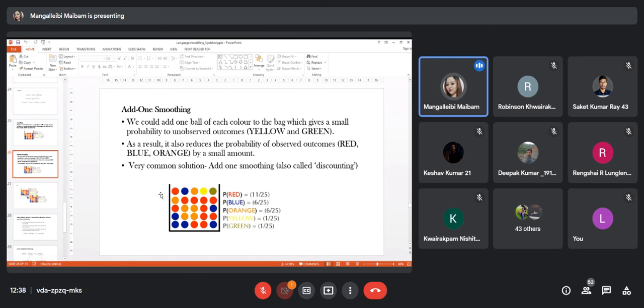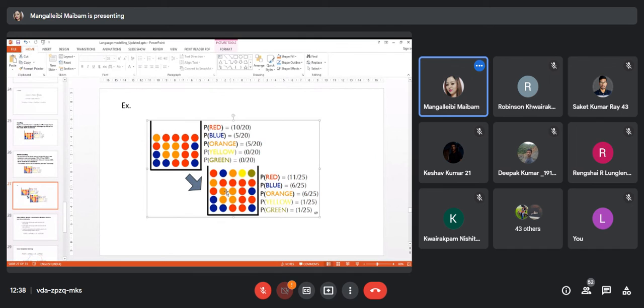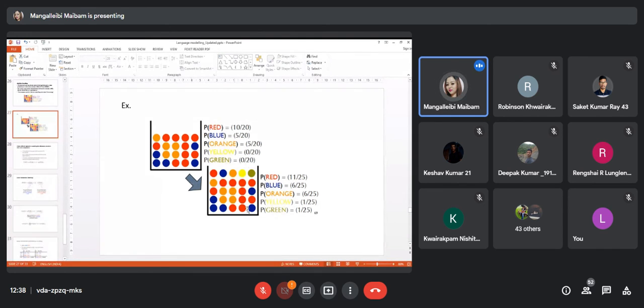So that is add-1 smoothing. This method, add-1 smoothing, is also called discounting. Initially we have it like this; after add-1, we have these probability values at the bottom. This is important. This condition is applied in classification also, like Rocchio's classification and all those classifications. So you need to know this concept of add-1 smoothing.